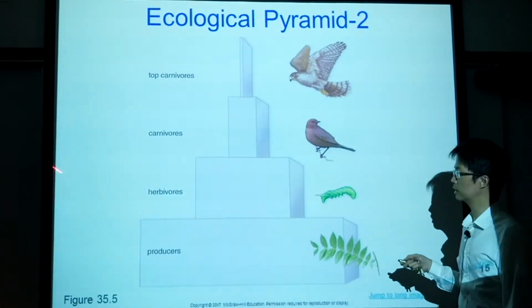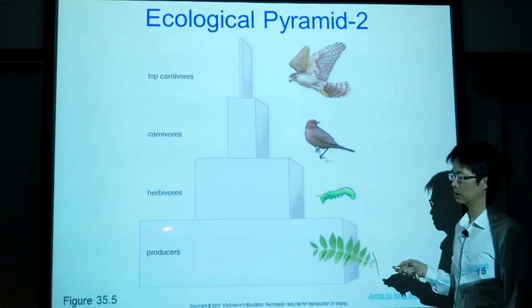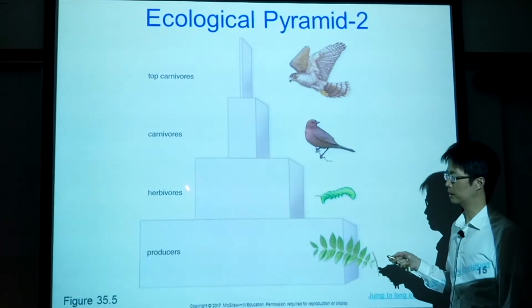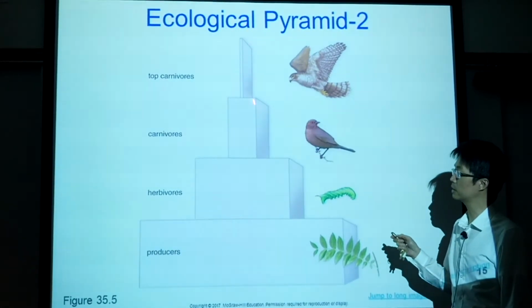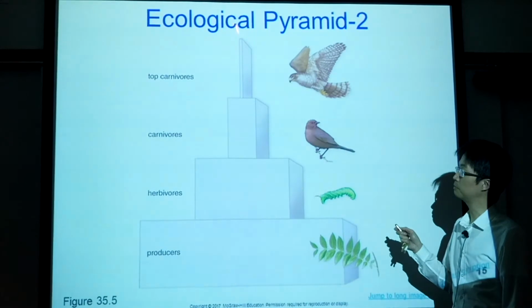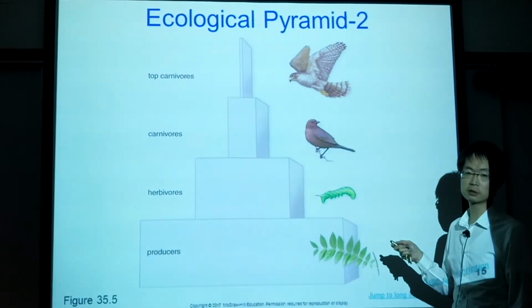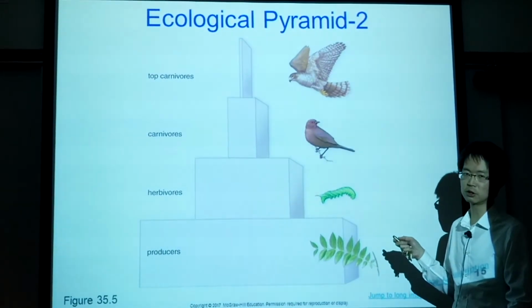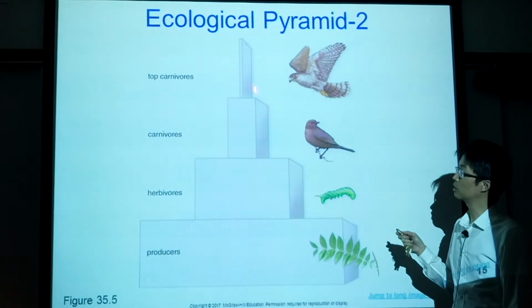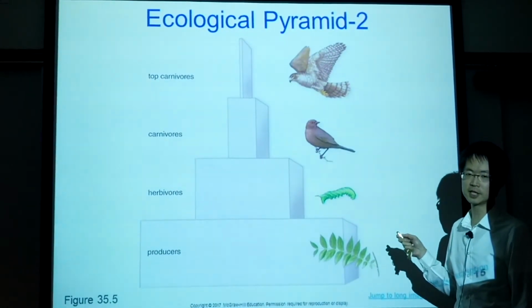So you see that at the producer level, we have the most energy here. And then herbivore, we have less energy. Carnivore, we have less energy. And then the top, people are always saying someone or the shark or someone is on top of the food chain. So when you are on top of the food chain, you actually get the least amount of energy.